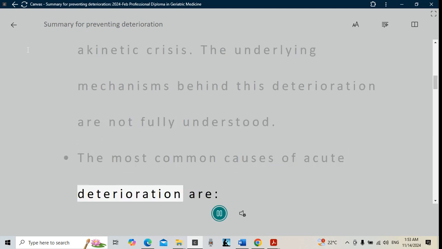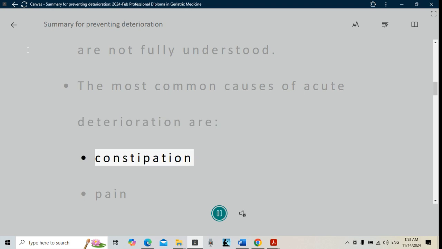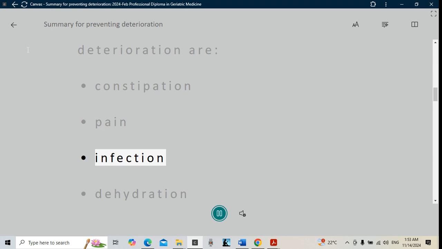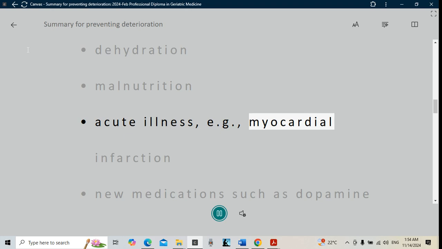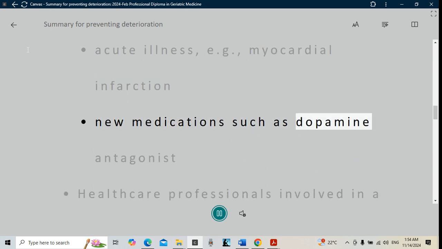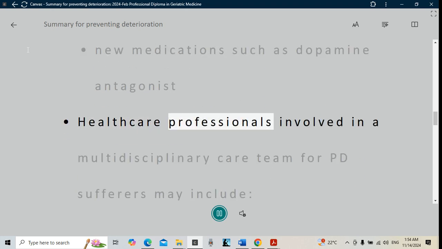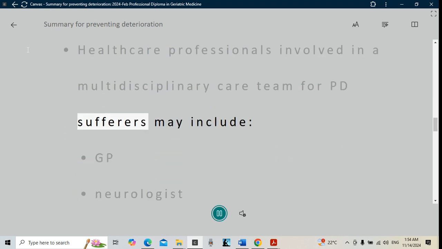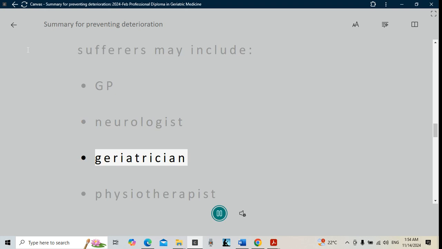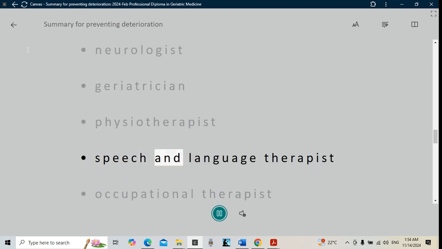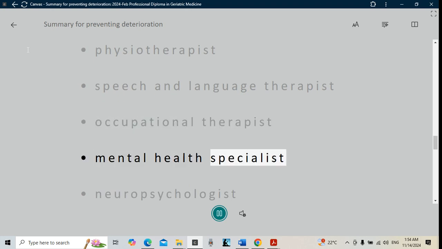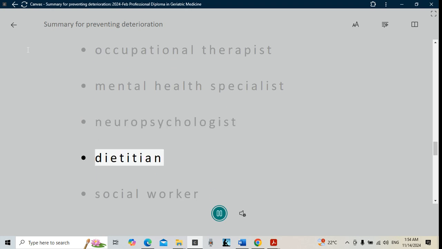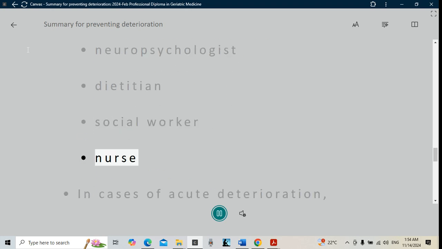The most common causes of acute deterioration are constipation, pain, infection, dehydration, malnutrition, acute illness, e.g., myocardial infarction, new medications such as dopamine antagonists. Healthcare professionals involved in a multidisciplinary care team for PD sufferers may include GP, neurologist, geriatrician, physiotherapist, speech and language therapist, occupational therapist, mental health specialist, neuropsychologist, dietitian, social worker, nurse.